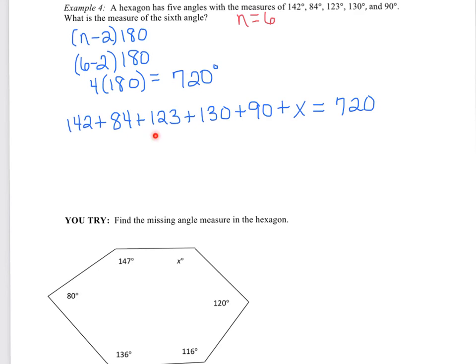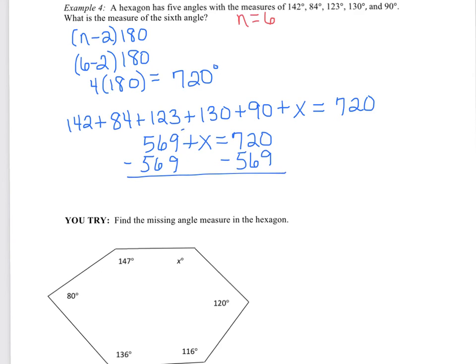Next step, you want to combine your like terms. So we're going to add 142 plus 84 plus 123 plus 130 plus 90 gives us 569 plus x equals 720. You want to get x by itself, so we're going to subtract 569 from both sides. 569's cancel, and x equals 720 minus 569 equals 151 degrees. And that is your final answer. That is the measure of your 6th angle.